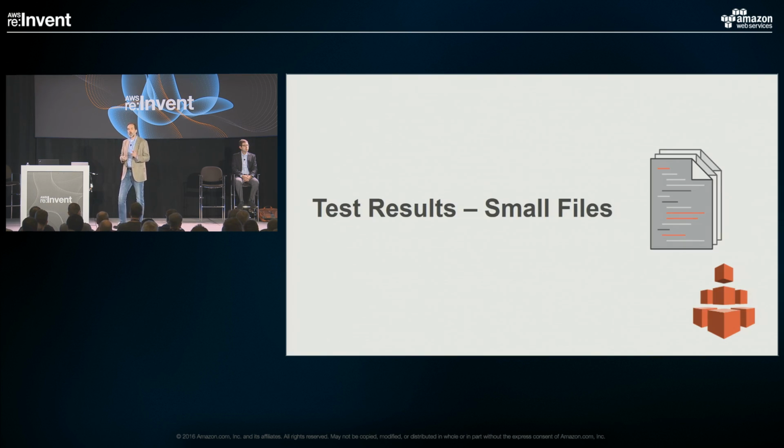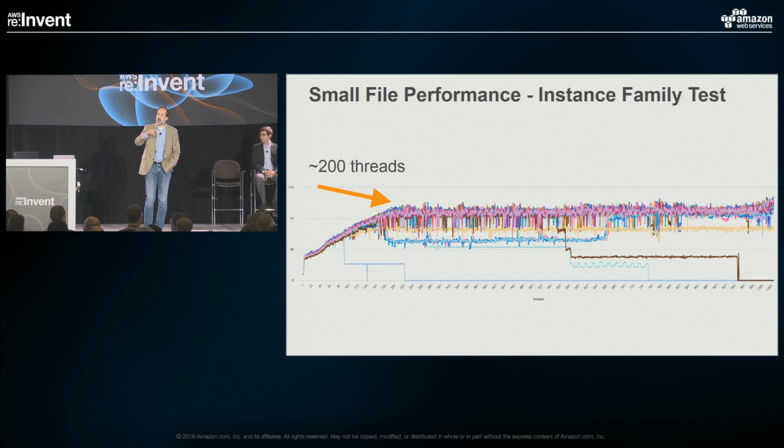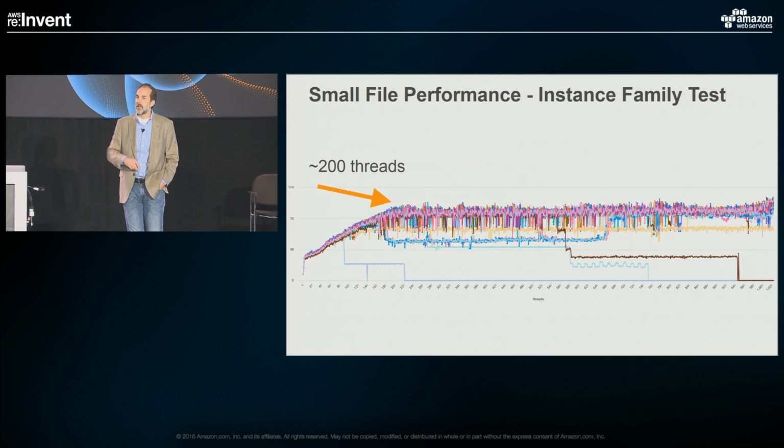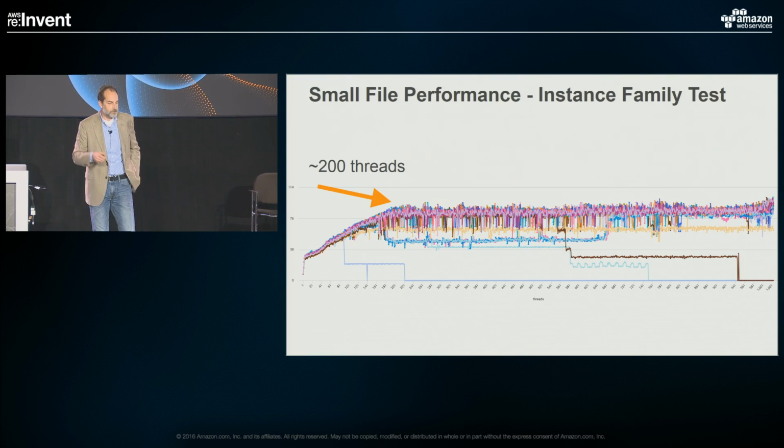Now, let's go to our other use case, our other example, our scenario. So we had a lot of small files, ranging from 64K to 256K. And we wanted to see which instance type was going to be best and how many threads we should be using. All the different colors you see here are all the different instance types we ran this test against. And if you notice, right there at about 200 threads, it sort of plateaued off. So now we know, you know what? 200 threads is where we want to be for our use case, for our workload.